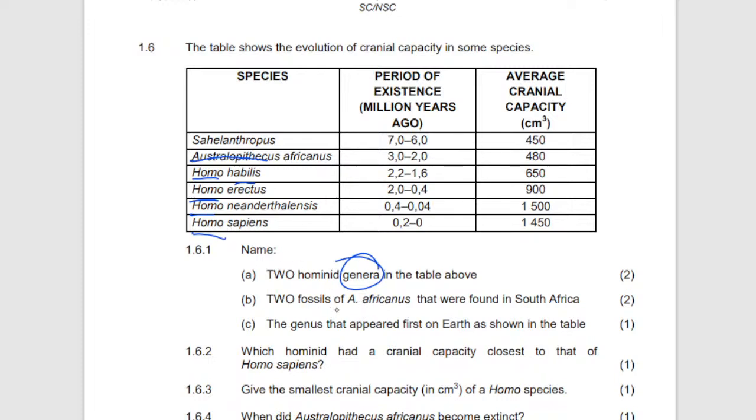Name two fossils of Australopithecus africanus. You cannot go to the paper without knowing at least these Australopithecus africanus fossils. We talked about them, the Taung child, Little Foot, and Mrs. Ples. So yes, you have to know that.